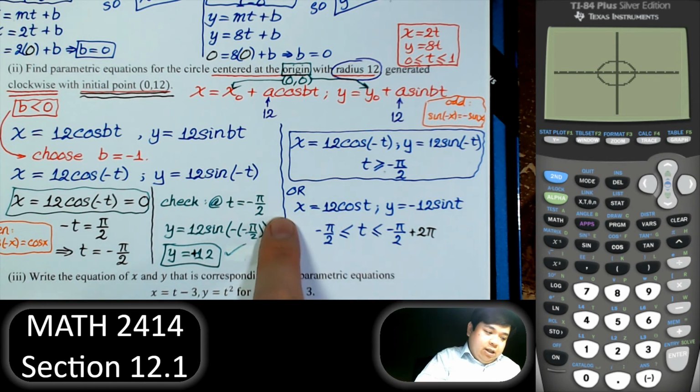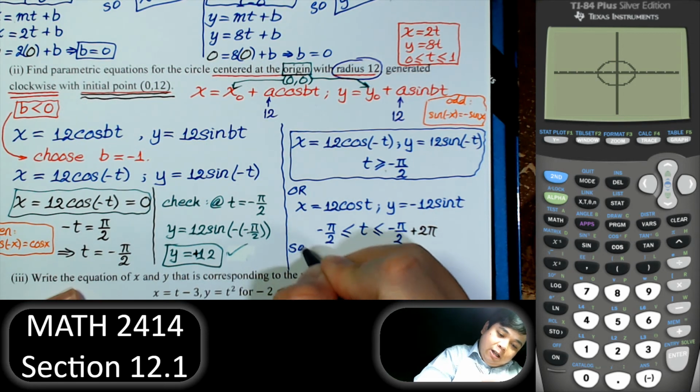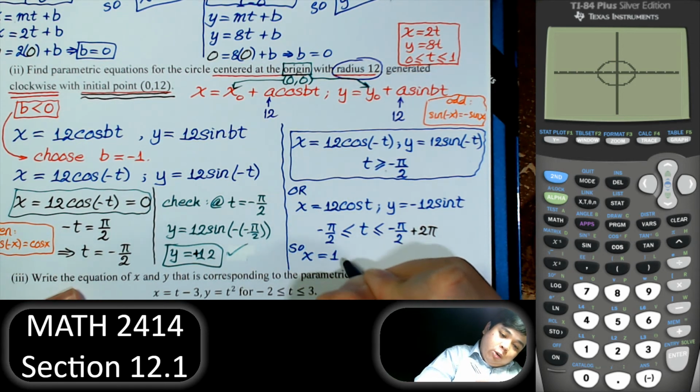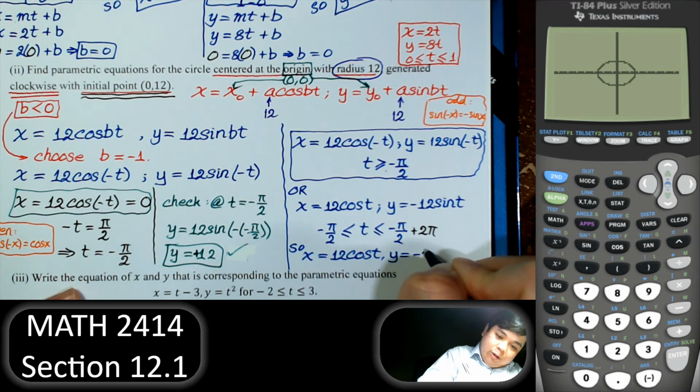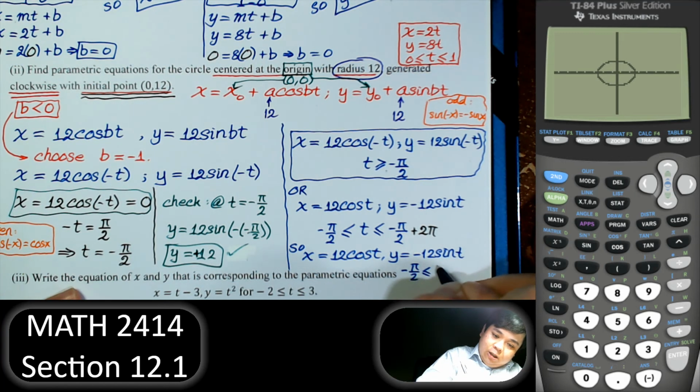So the answer is x equal to 12 cosine t, y equal to negative 12 sine t. For 1 revolution, we start from negative pi over 2 to 3 pi over 2.